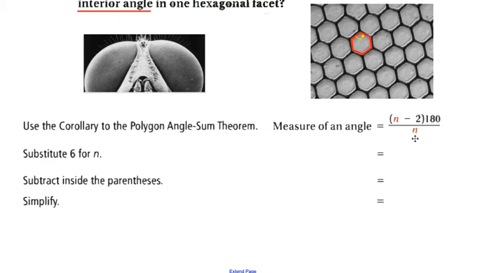So in this case, we're dealing with a hexagon, which has 6 sides. So we're going to substitute the number 6 for the letter n everywhere we see n in our formula. We're going to replace that with the number 6. So we get 6 minus 2 times 180 divided by 6, which is 4 times 180 divided by 6, and that gives us a total of 120 degrees for each angle.